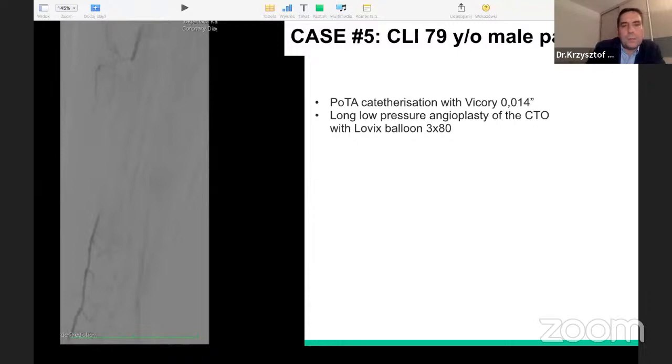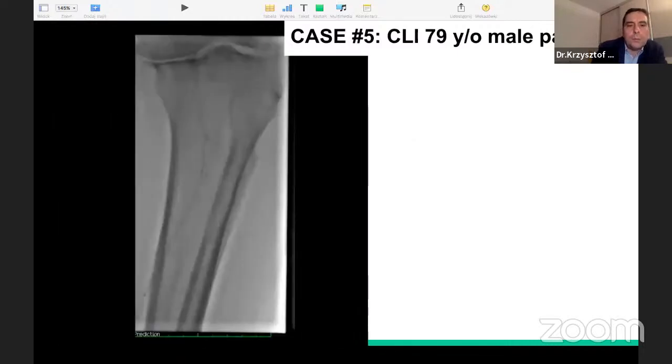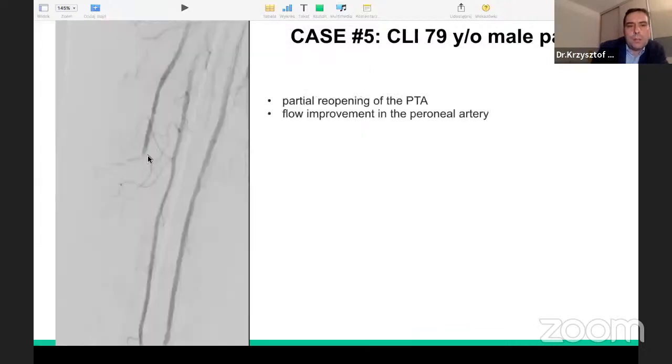However, we didn't succeed. I mean, we succeeded with the lesion crossing, we succeeded with PTA with the long balloon. However, the final angio didn't look good. I mean, there was no flow, thrombosis maybe, I don't know. We decided to leave it because we also treated the second vessel. This is the effect. As you see, maybe we partially reopened it because I think that it started here, now it's a little bit better. However, these interconnections occurred. So the flow was improved, we left it.